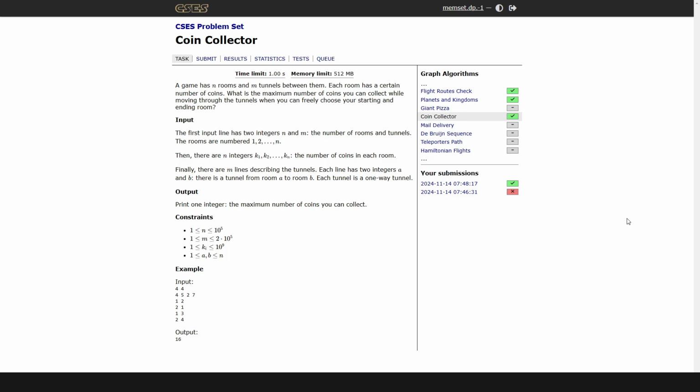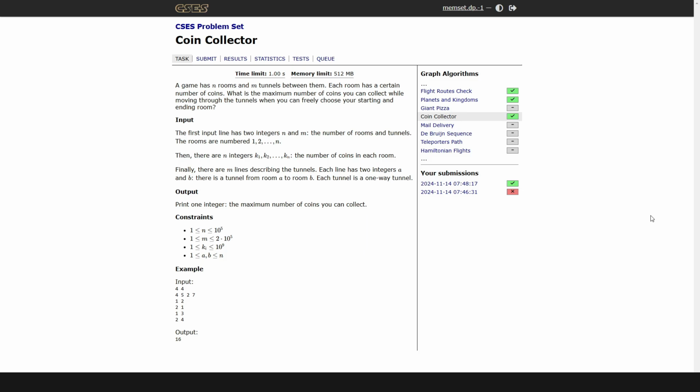So let's get started. The problem reads like this: a game has n rooms and m tunnels between them. So we have n rooms and m tunnels. Each room has a certain number of coins. So every room is associated with some number of coins. What is the maximum number of coins you can collect while moving through the tunnels when you can freely choose your starting and ending room?